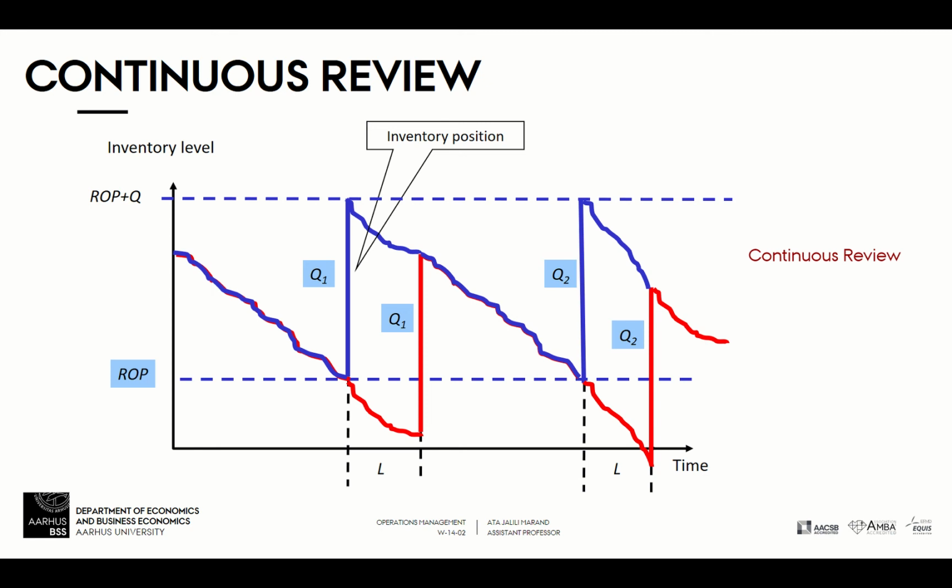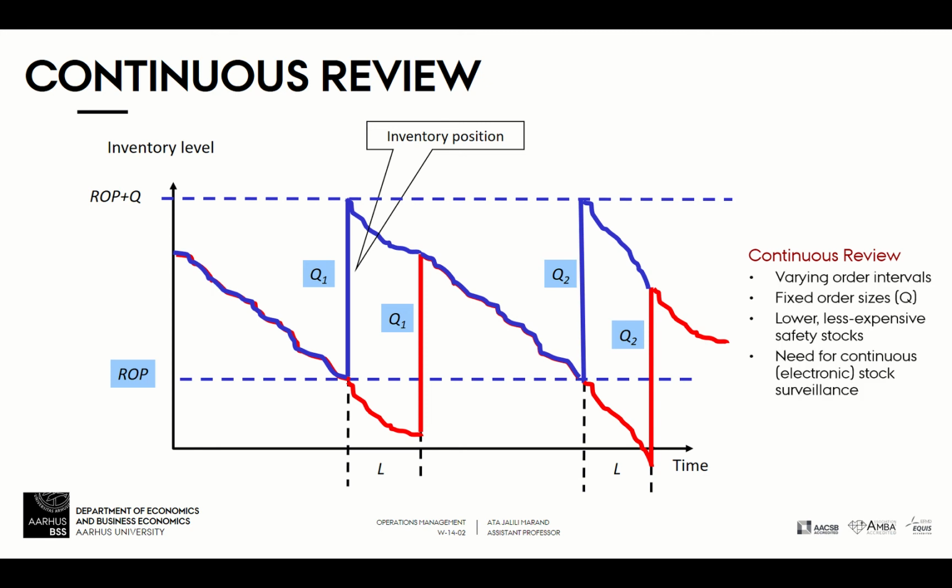This is what we call a continuous review system. The order intervals, or the times between two successive orders, will vary from time to time if we have uncertainties in our demand or in our lead times. And what we can see here is that the order sizes are equal to each other, so Q1 is equal to Q2. This is one of the features of continuous review models. We have a fixed order size, but the order intervals are different from time to time.